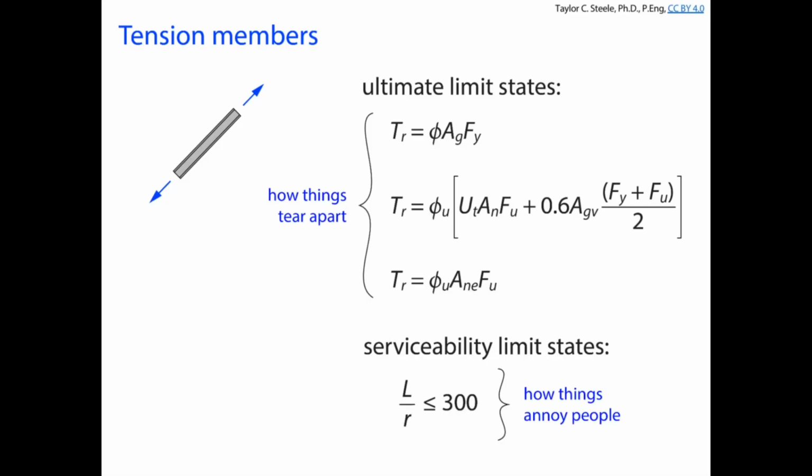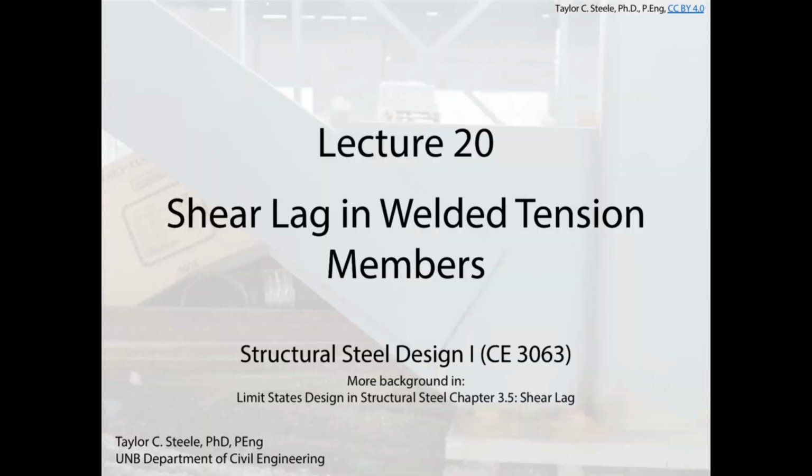When we had bolted connections, we took away cross-sectional area to make the bolt holes, to make the bolts fit. That reduced the area in tension at the connection. And when we only connected some of the components, like one leg of an angle, for example, we started to have to consider the effective area of the net section, the ANE term. So today we're going to talk about how this works for welded connections for our tension members.